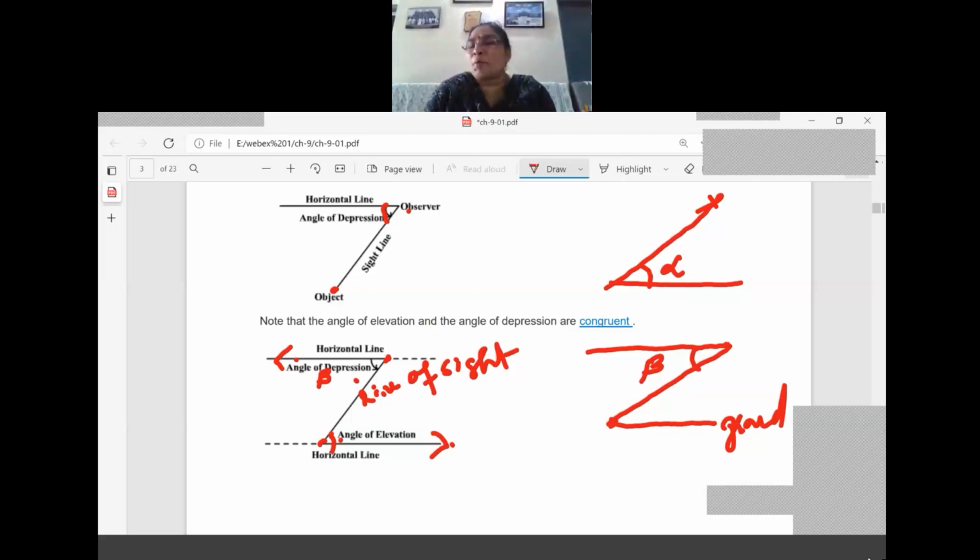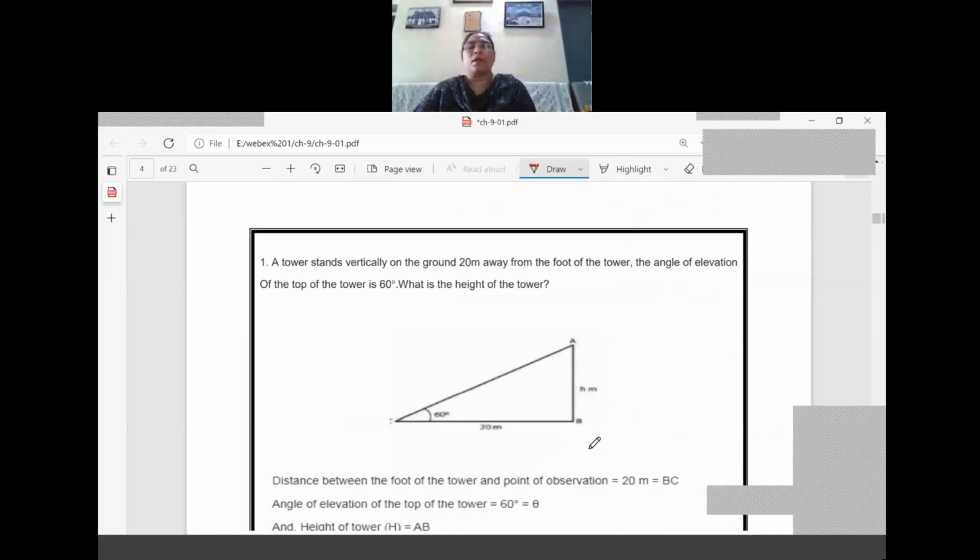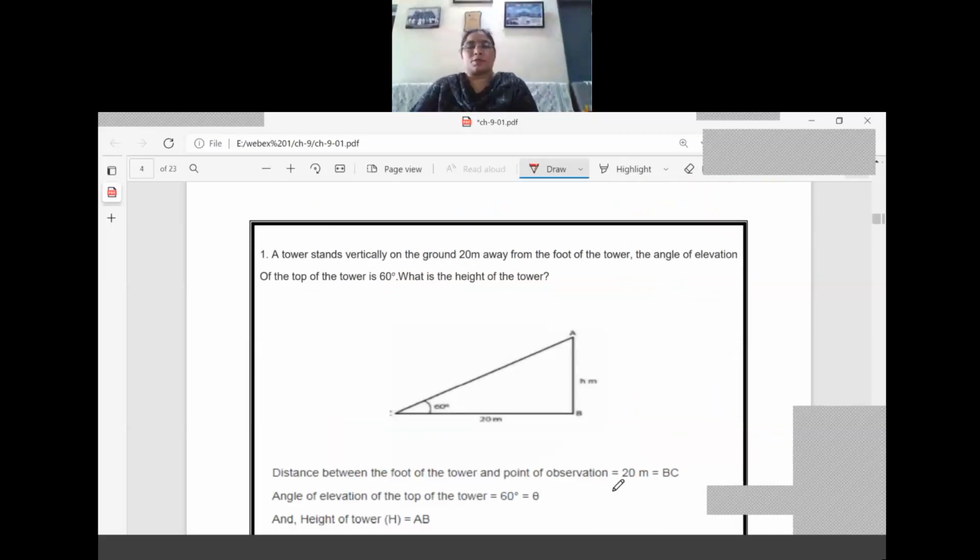Now one more property we can use here. When we mark the angle of depression here, this also is angle beta, beta only is formed. Why is it beta only? Because the horizontal lines are parallel to each other, so alternate interior angles are equal. So whatever angle you form here, if it is 30 degrees, here also you will get 30 degrees. If it is 45 degrees, there also you will get 45 degrees. Now we'll go for the first question.